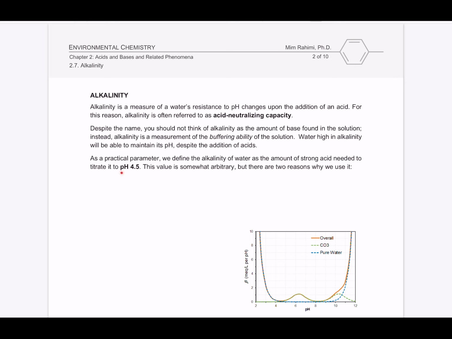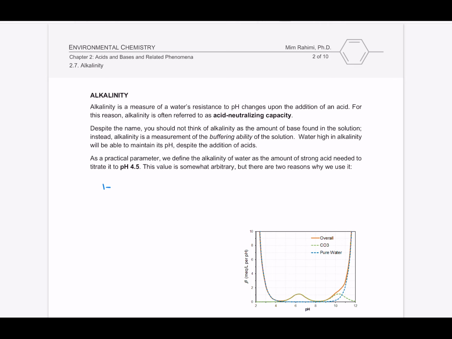But here, specifically, we're targeting a pH of 4.5. It sounds sort of random, pH 4.5, but there are two main reasons that make this value very practical in order to define it as a threshold for alkalinity. The first thing is, eventually we're interested to know more about what happens to the receiving water, to that river, when we introduce that acidic stream.